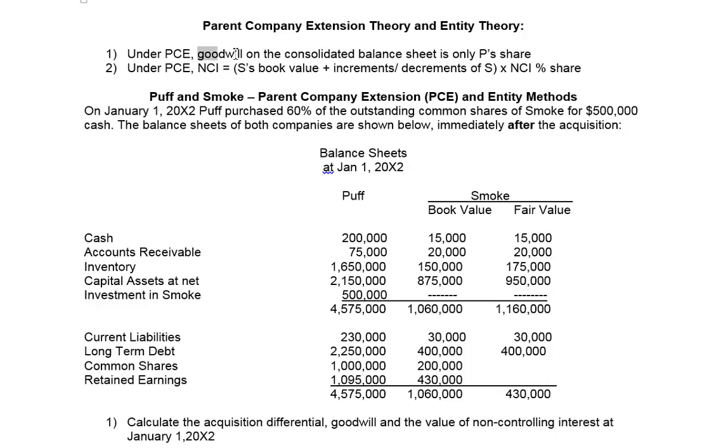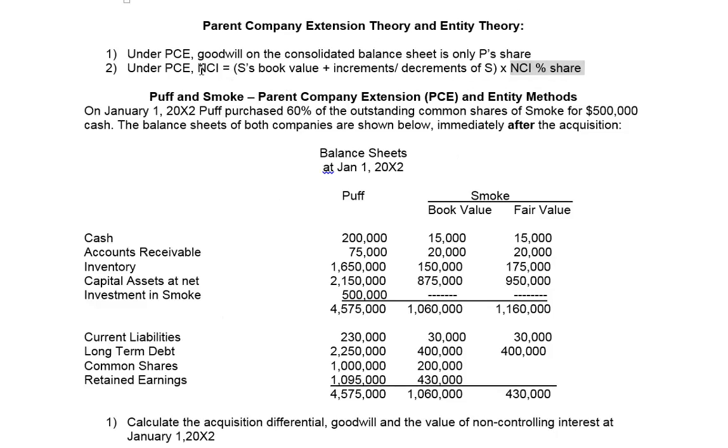So under PCE, the goodwill on the consolidated balance sheet is only P's share of the goodwill you calculate, and NCI takes in the sub's book value plus the increments and decrements of the sub times NCI's share. So we're going to talk a little bit about how this is different, okay, under both methods. And again, don't forget, we're only talking at acquisition.